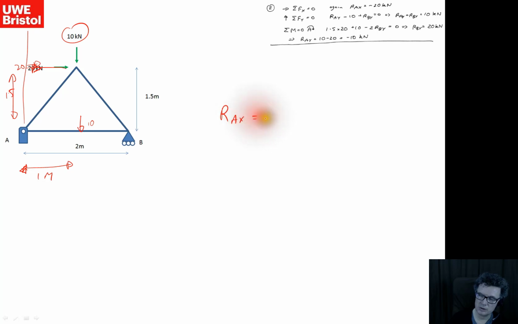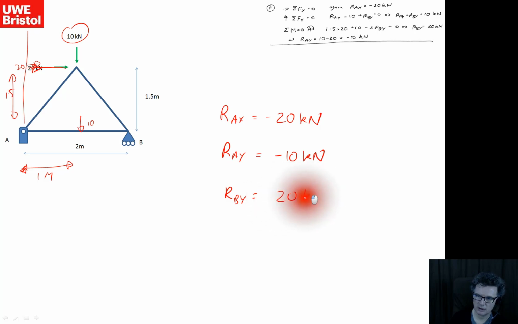Okay, and if you want to give that a go, then the solution is RAX equals minus 20, RAY equals minus 10, and then RBY equals 20. So give that one a go if you like.